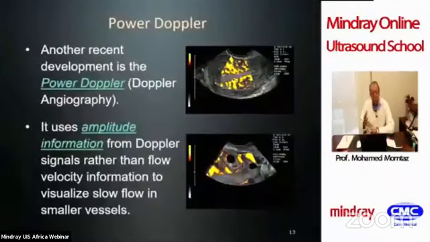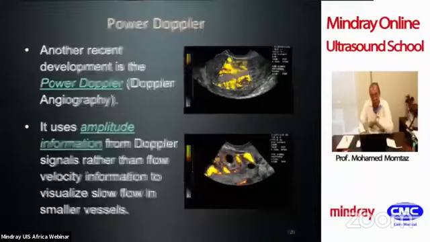The power Doppler is a way to get the so-called amplitude information. You get flow from very small vessels, like here, for example, this is the peri-endometrial or the myometrial vessel supplying the endometrium, and here the perifollicular flow in the ovary. Usually very, very tiny vessels that color flow will not be able to detect.